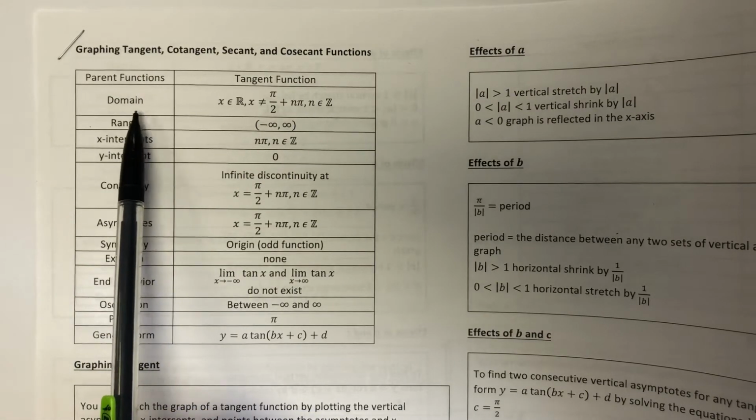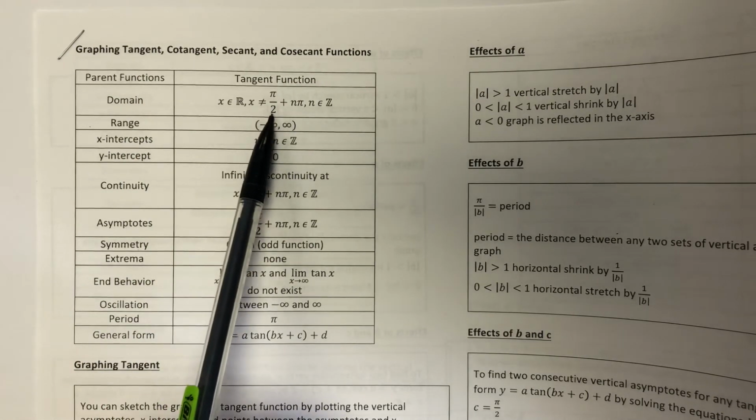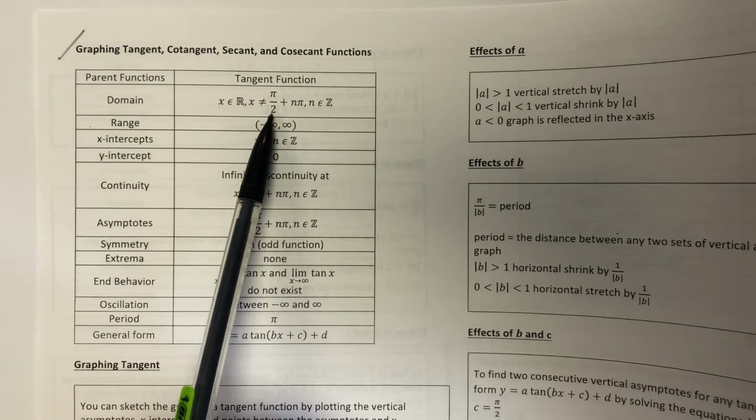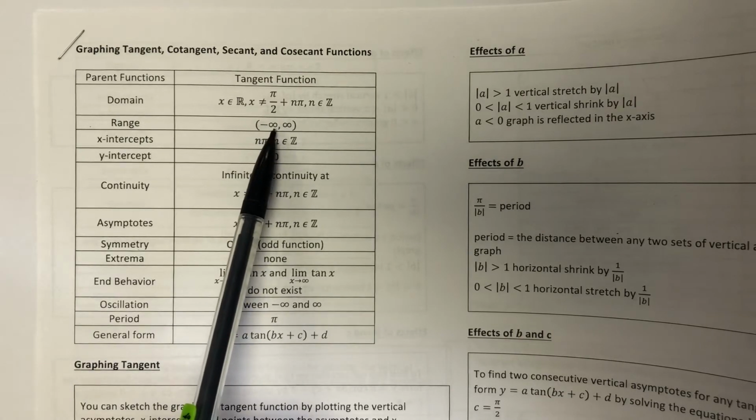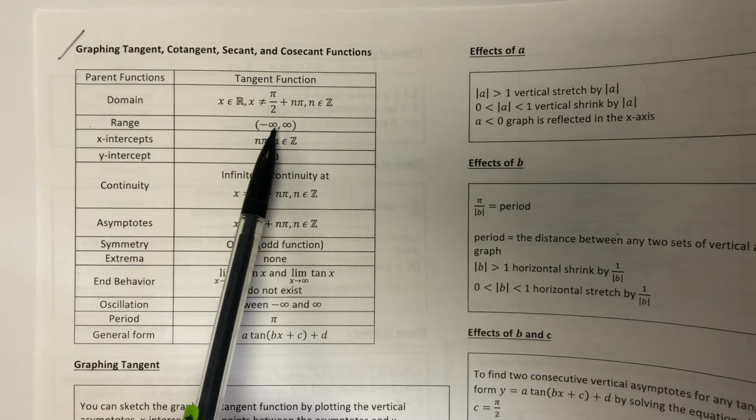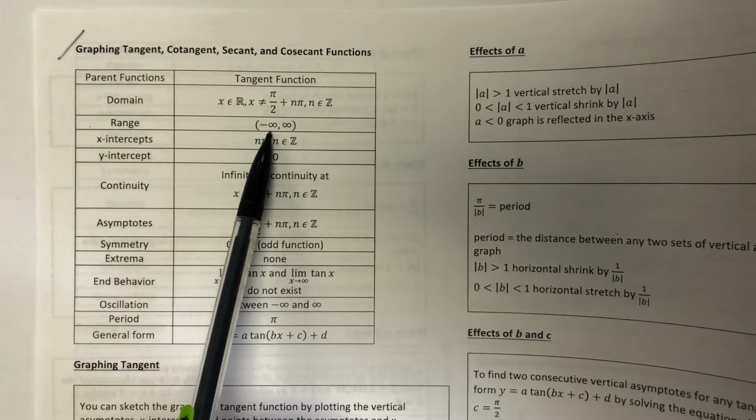The domain is not all real numbers because if you remember, tangent of pi halves or tangent of 90 doesn't exist, okay? These are going to be vertical asymptotes. The range is all real numbers. So these graphs are going to have arrows. They're going to have vertical asymptotes, and then each branch is going to have arrows on both ends.